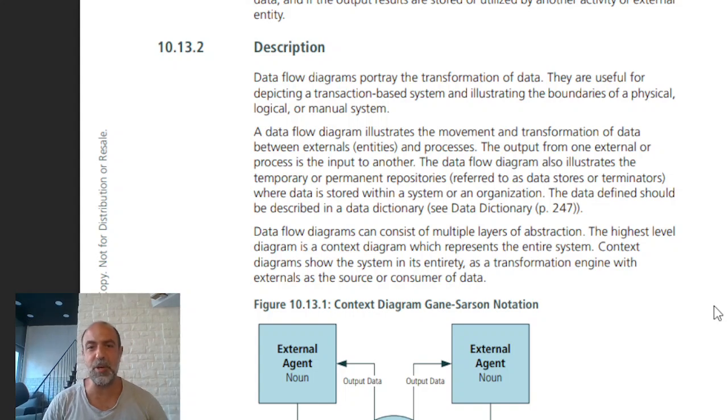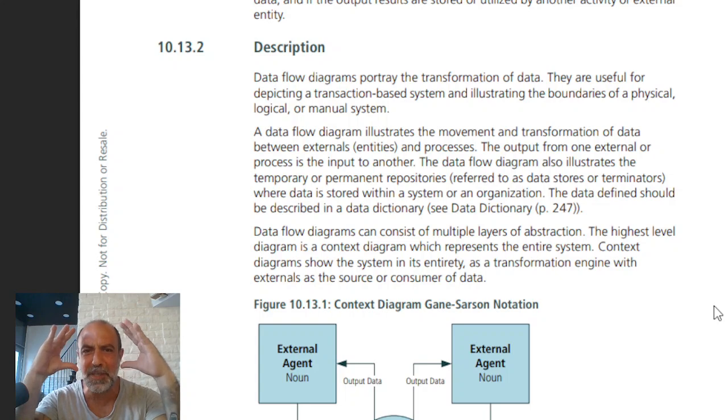Data flow diagrams portray the transformation of data. They are useful for depicting a transaction-based system and illustrating the boundaries of a physical, logical, or manual system. Aha, see? Everything I talked about earlier, but more fancily described.